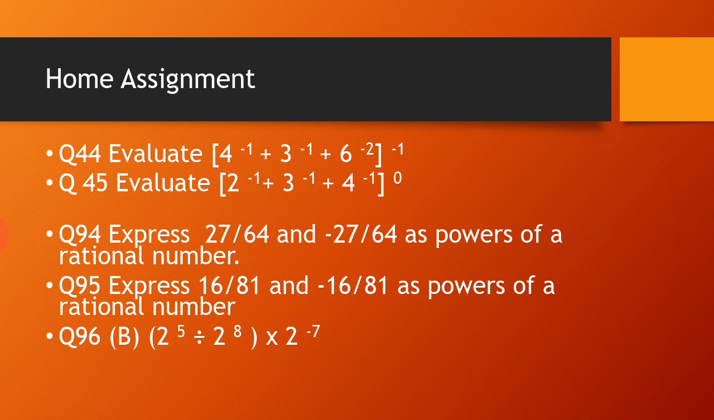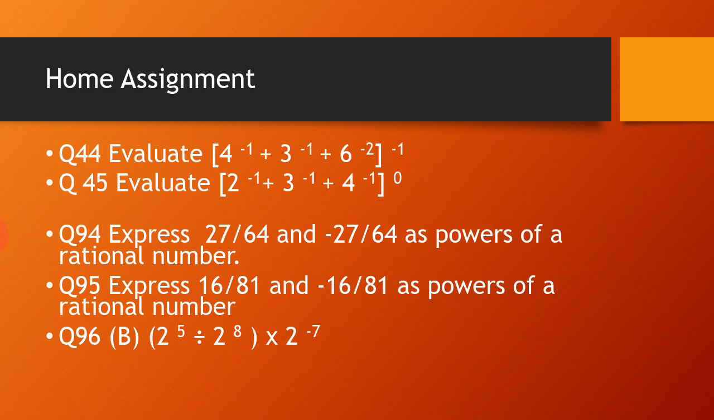Question 94. Express 27 by 64 and minus 27 by 64 as powers of a rational number. That means 27 by 64 you have to factorize, like make it smaller, and you have to put the number as a power. For example, if I say 8 can be written as 2 cube. Similarly, 27 by 64 has to be done. Again, express 16 by 81 and minus 16 by 81 as powers of a rational number. Same kind of question.